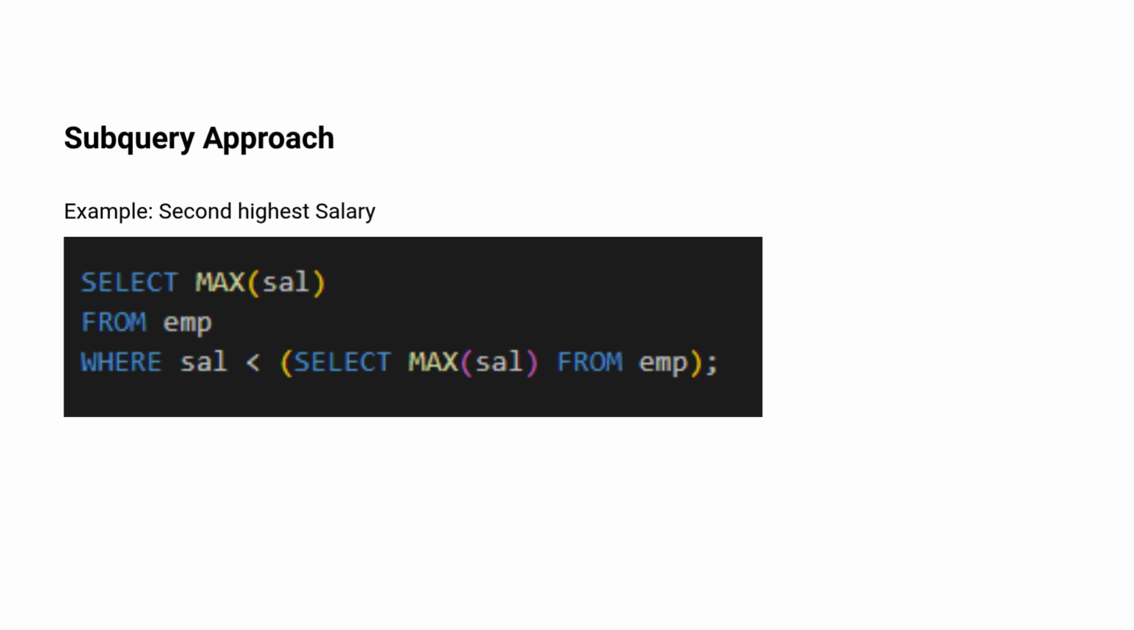Here's what's happening. We first find the maximum salary inside the subquery, and then on the outer query we look for the maximum salary that's less than that. That gives us the second highest salary. You can keep chaining this pattern for the third, fourth, and so on, just by nesting more subqueries. But there's another way. When you want more flexibility, that's where the correlated subquery comes in.